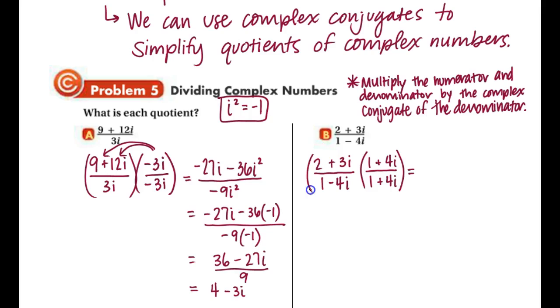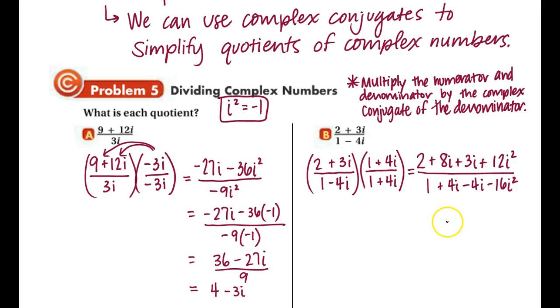When we multiply the top, we get 2 plus 8i plus 3i plus 12i squared. So I used the FOIL process for that. Now I'm going to do the FOIL process on the bottom. So I get 1 plus 4i minus 4i minus 16i squared. And you can see in the bottom, the positive 4i and the negative 4i cancel out. That means the imaginary part is gone, which is the goal. So now I'm going to simplify on the top.